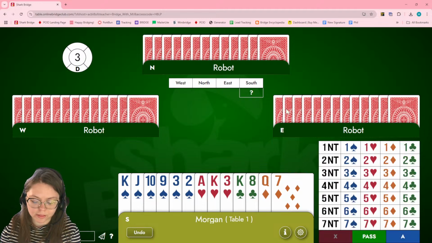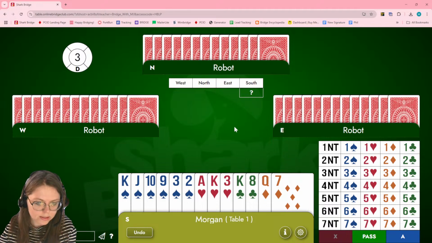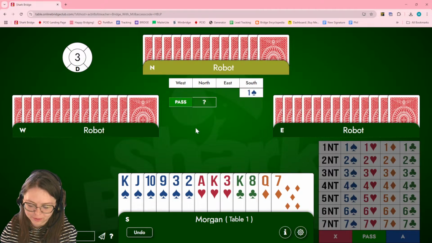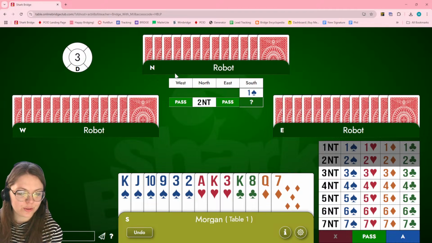Let's take a look at hand 3. So here we have 16 high card points. Oh, this is a very nice hand. We've got 16 high card points. I'm going to open 1 spade. My lovely partner, shockingly, comes back with Jacoby 2 no trump.